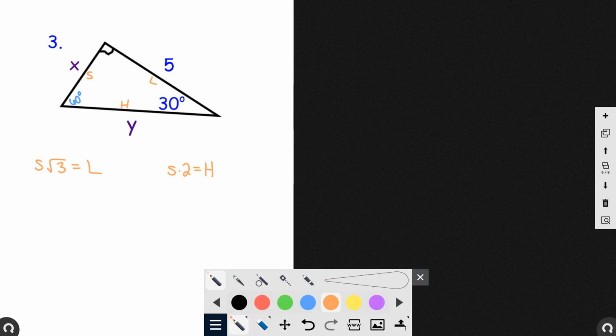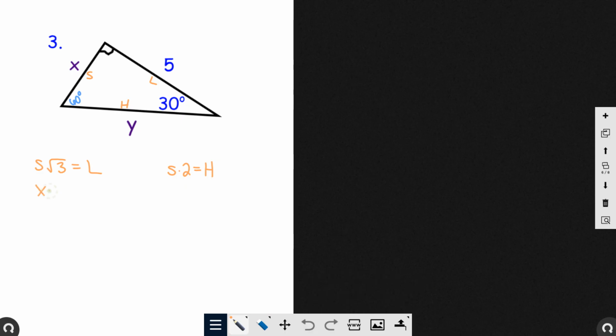So remember, you can think about it using the hand motions. Multiply it by 2 is your hypotenuse. Fun times. All right, short leg is X times the square root of 3 is the long leg, which is 5. This one's going to be a little bit more challenging with that root in there. What am I going to have to do to get X alone?